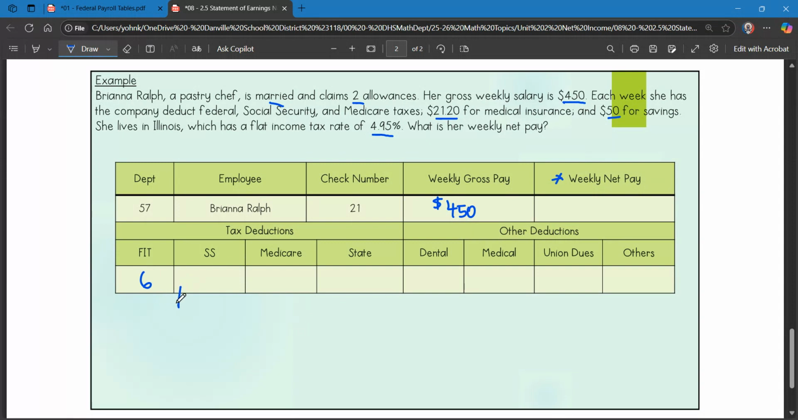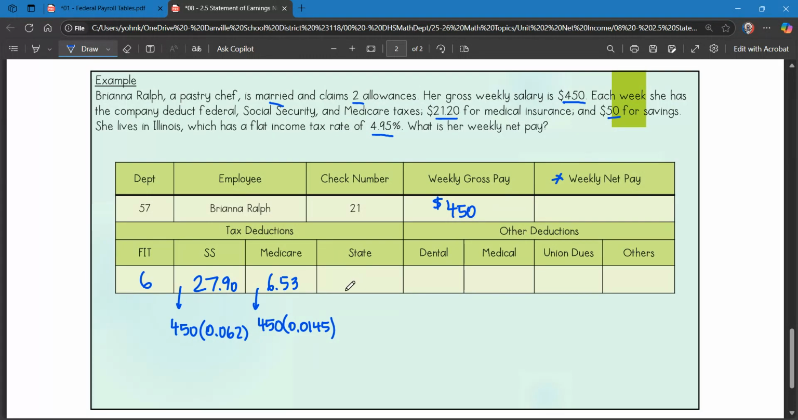Social Security. Social Security is when you take your weekly pay, $450, and multiply by the Social Security percentage, 6.2%. If I do that, I get $27.90. Medicare, you're going to take your gross pay, $450, and you're going to multiply by the Medicare percentage, 0.0145 as a decimal. That's $6.53.